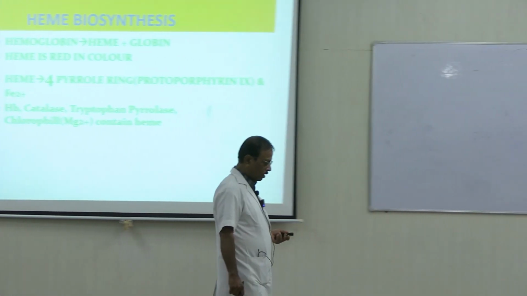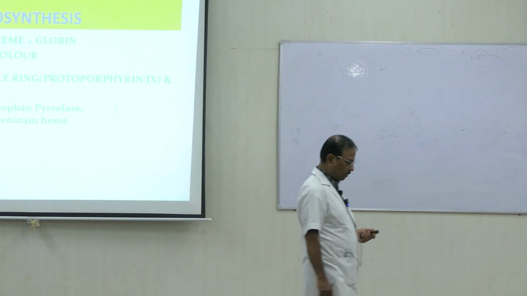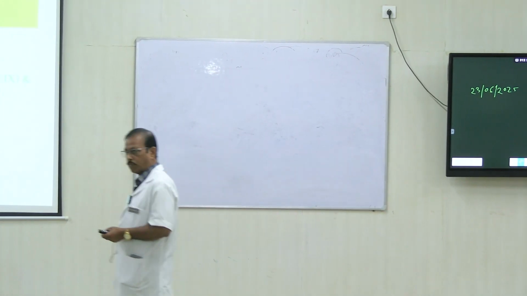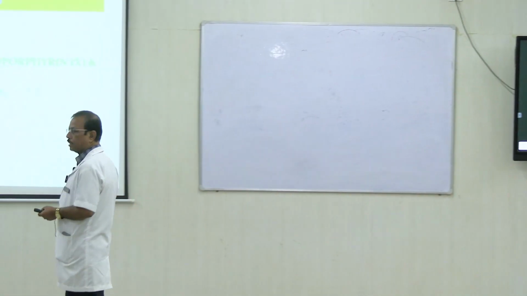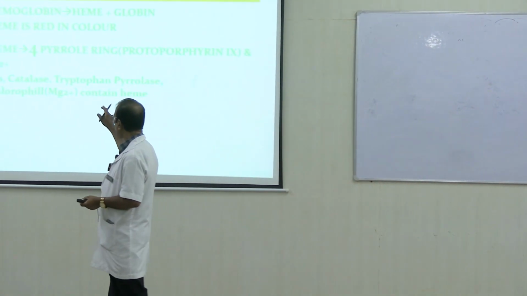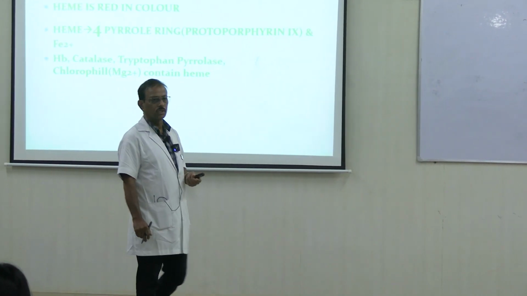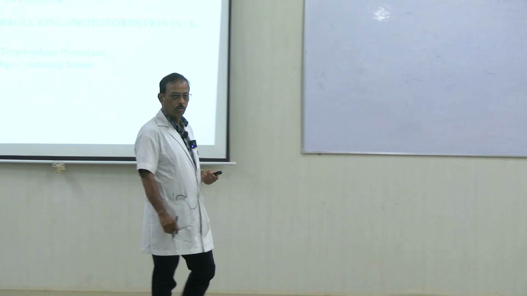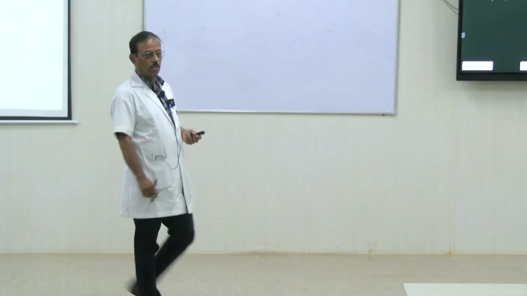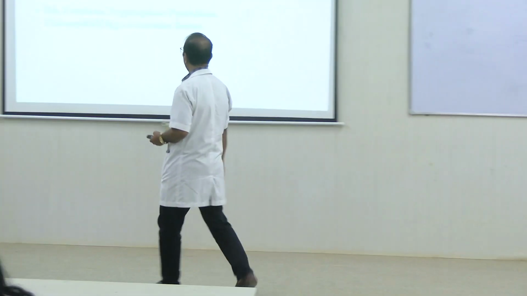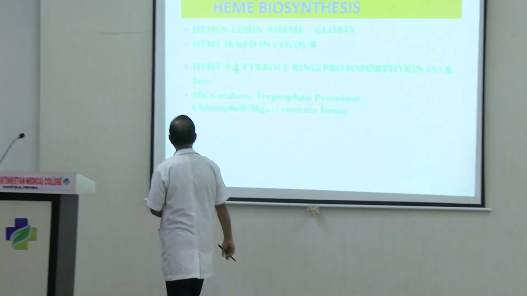Rather, I should say ferroprotoporphyrin. Heme is the ferroprotoporphyrin. That's why we are going to see what porphyrin is. Ferroprotoporphyrin, heme, is the prosthetic group, and the globular protein is globin. Now hemoglobin is composed of heme and globin.